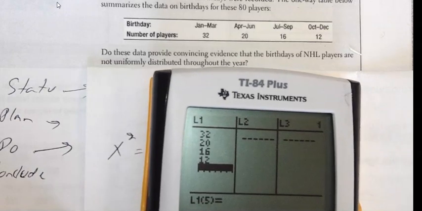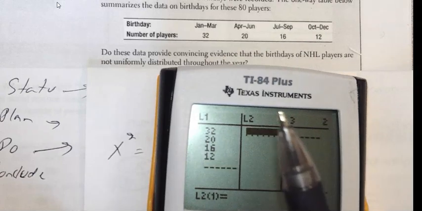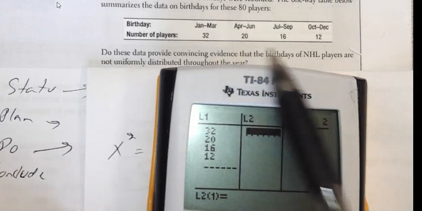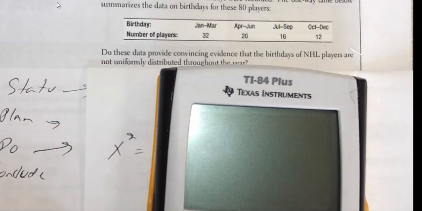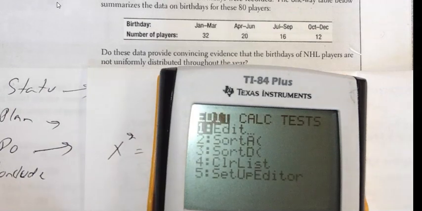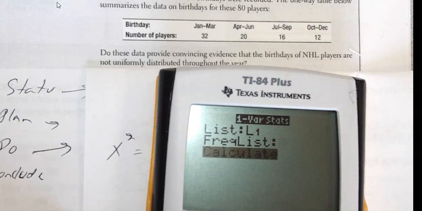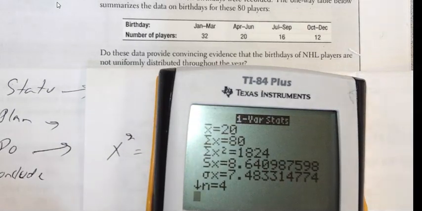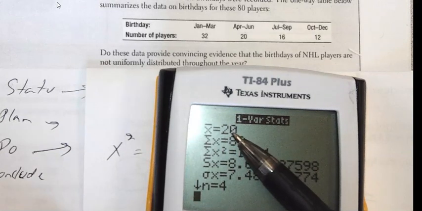Since they're equally likely, this should be equally spread out. So my expected value should be the average of all of those. Some lists might be very long, so we can find that summation or average very quickly. So if I hit stat, then calculate one variable statistics with list 1, it tells me that my mean is 20. So my expected value is 20.